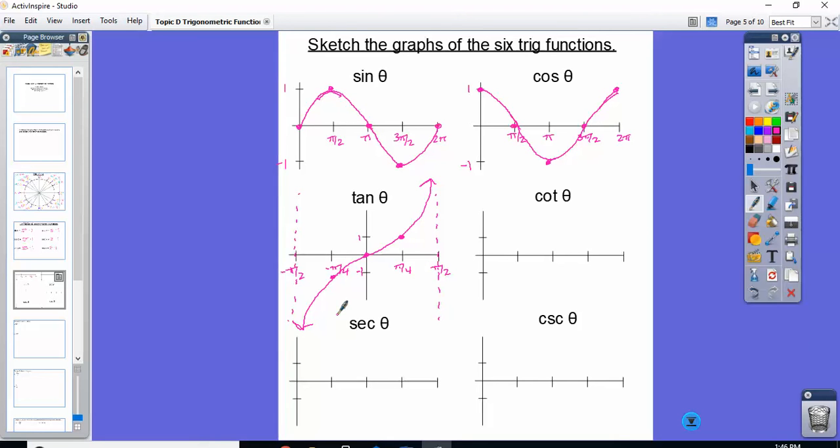Okay, the remaining ones are the reciprocals. So cotangent's the reciprocal of tangent. That means anywhere tangent is 0, cotangent is undefined. So we pick a slightly different interval this time because I see tangent of 0 is 0. So that means cotangent of 0 is undefined. And on this one we went all the way to pi.